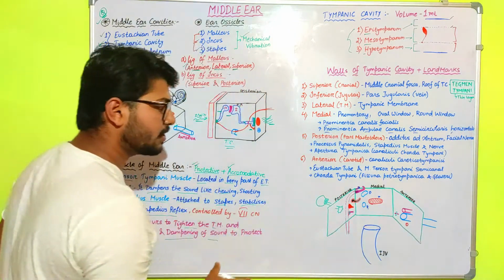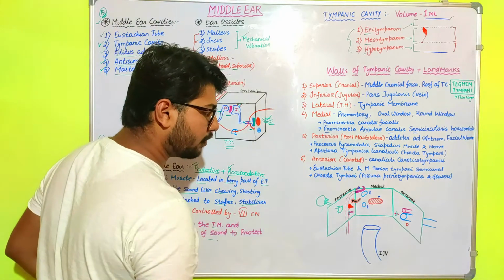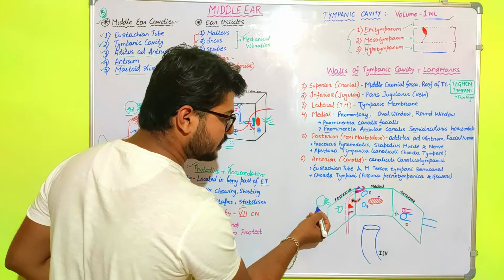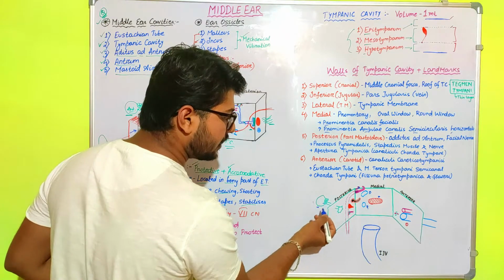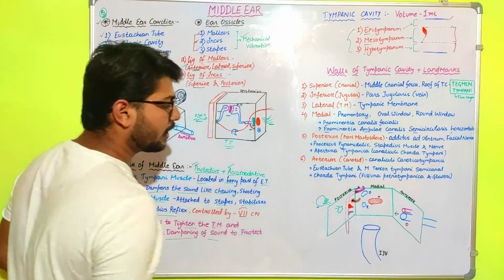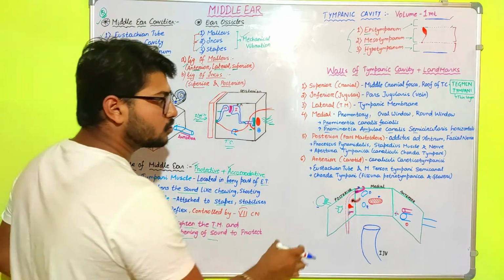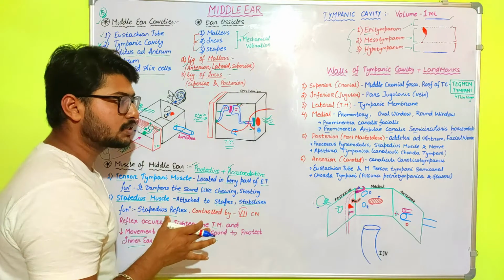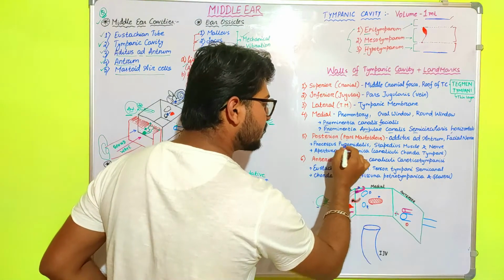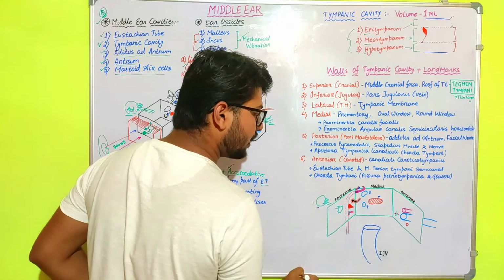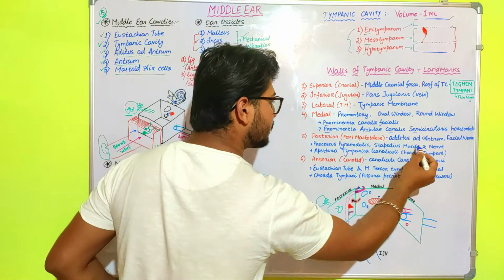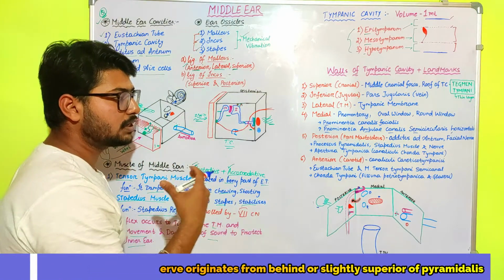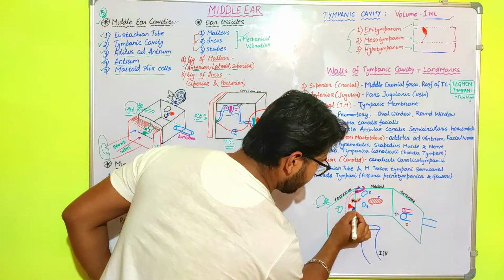On the posterior surface or posterior wall of the tympanic cavity, what do we have? We have the air-filled or pneumatic cavities: the antrum, the air cells, then the aditus ad antrum, the opening passage. These are the parts of the posterior wall that contain mostly the pars mastoidea. Along with that, it has the processus pyramidalis. From the processus pyramidalis, the stapedius muscle and nerve usually originate from this region.